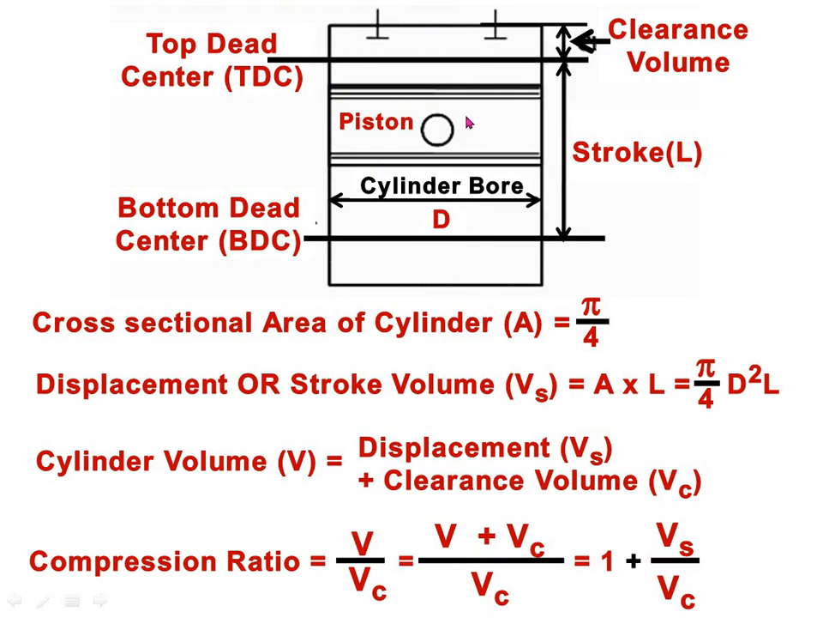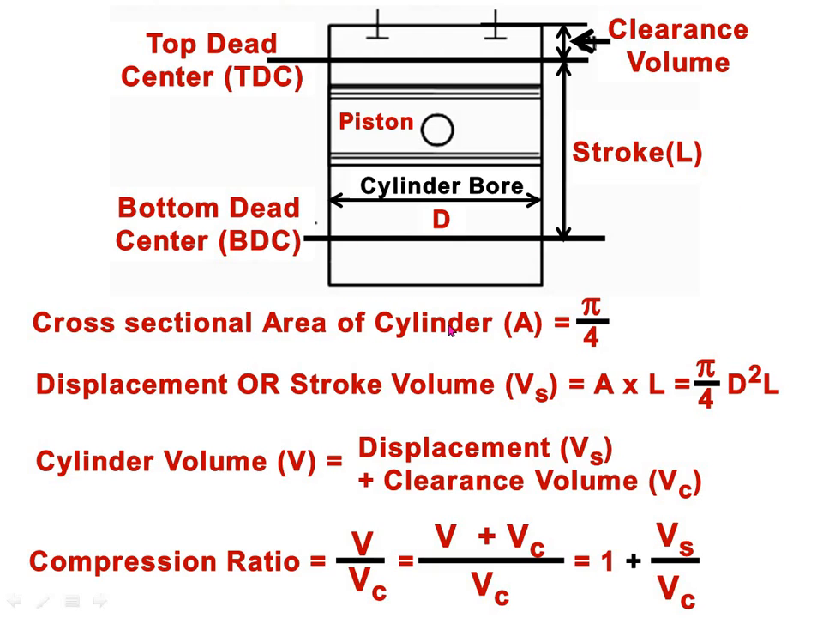Now we will see here with the pictures the compression ratio. See, this is the top dead center of the piston, and in between the space, this is, we can say, the clearance volume. This is the piston. The diameter of the bore, that is, we can consider the diameter of the cylinder, for taking the cross sectional area, and this is the bottom dead center.